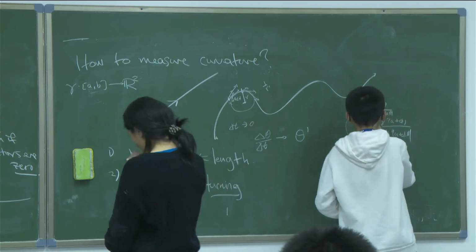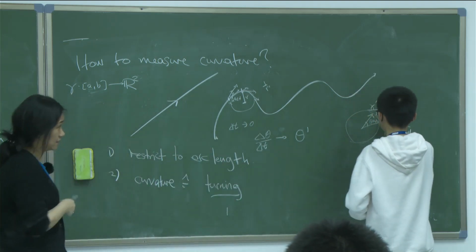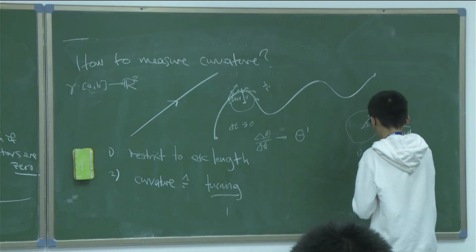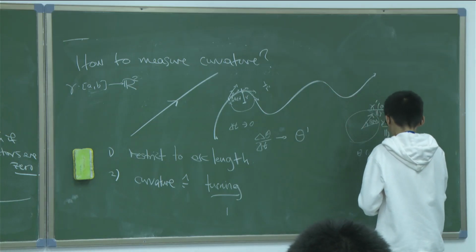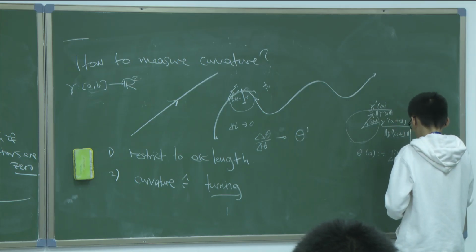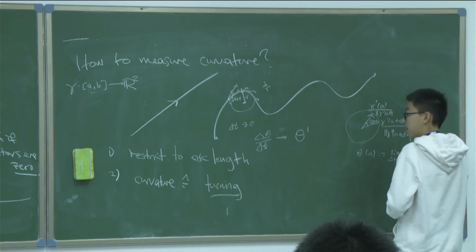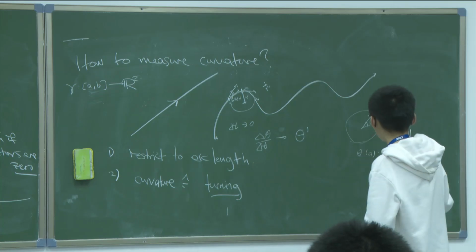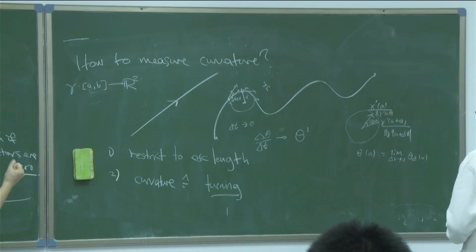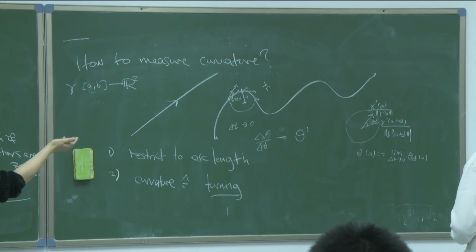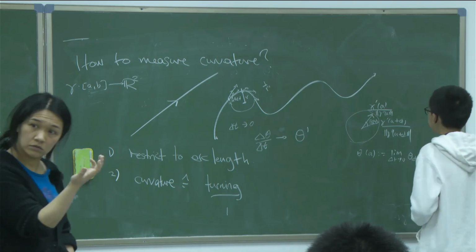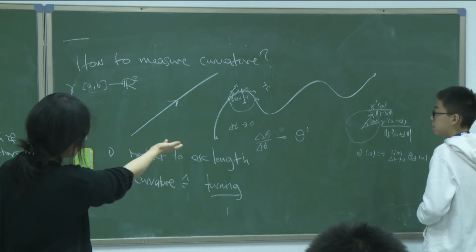So the angle here is theta delta A, and theta A is defined by the limit when delta t goes to 0 of theta delta A. Sure, but put it into a proper formula. What is the proper formula for this in terms of gamma? You can write theta down just in terms of gamma.